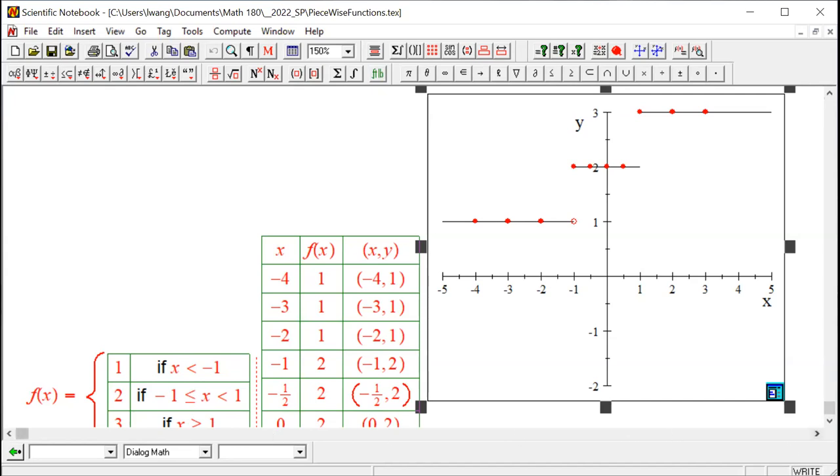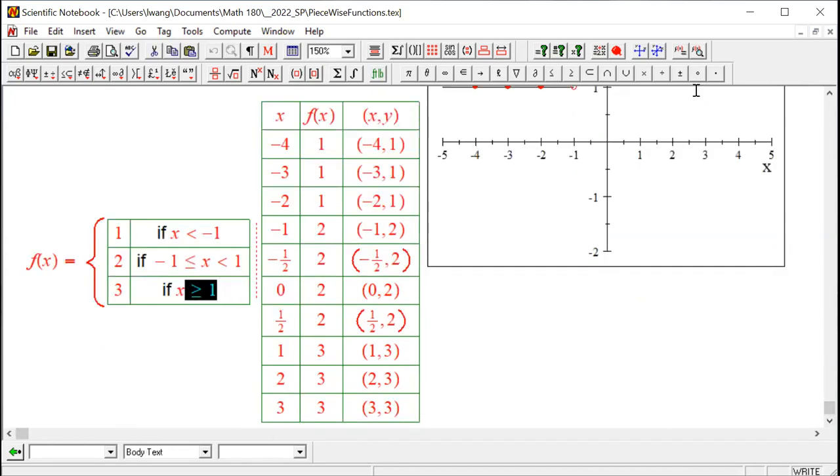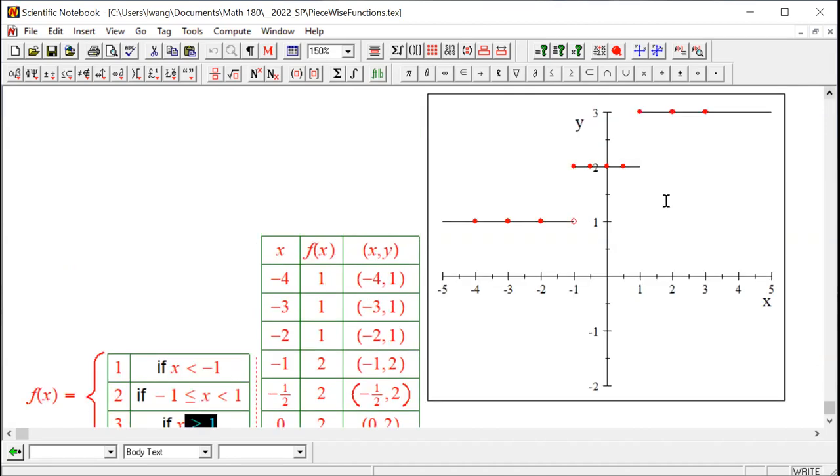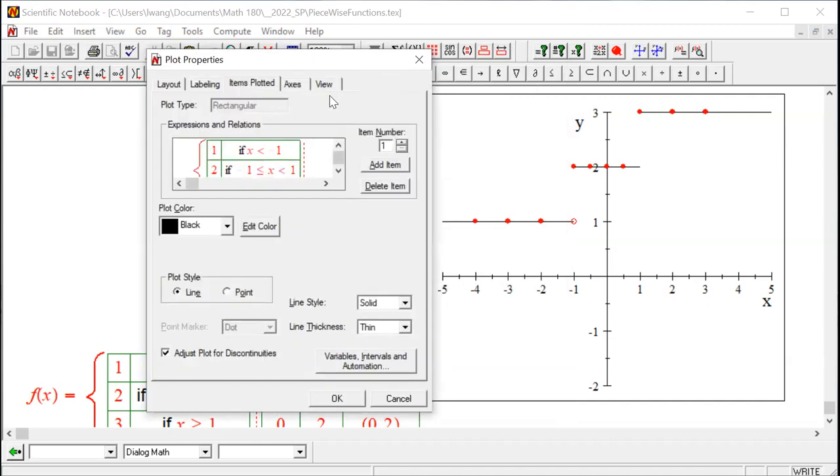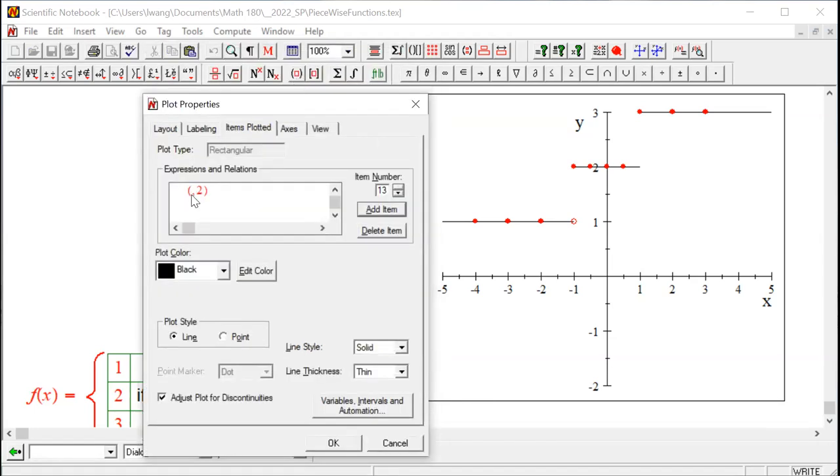So at +1, if we draw a vertical line at +1, the output should be found on the next line. So at this piece, we need to put a circle, just like we put a circle here. Okay, so that's what we're going to do. That point is 1, 2. It's a point, it's a dot, but we're going to put a circle.